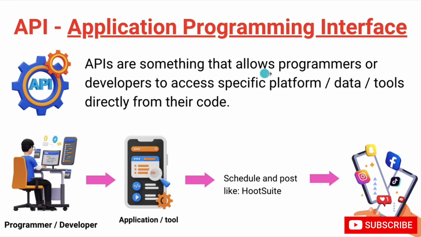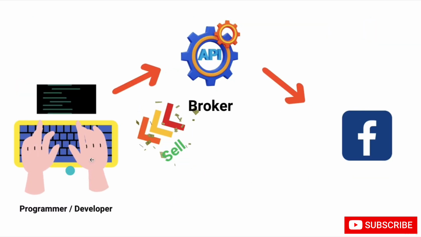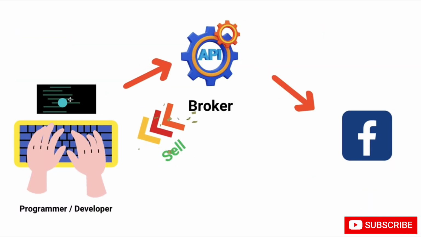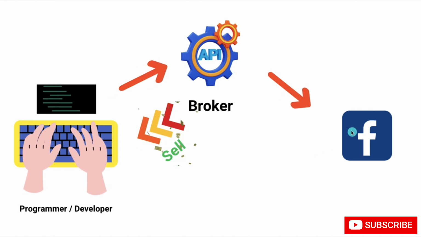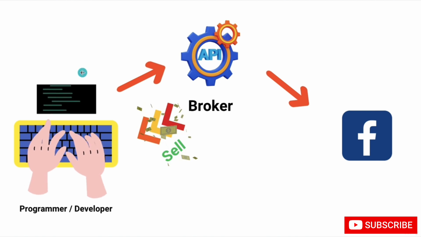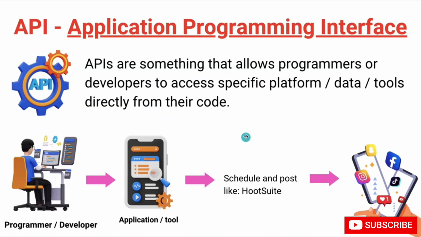APIs are something that allows these programmers or developers to access specific platform data or tools directly from their code. So directly from their code they can access this platform using the APIs. That is what the concept of this course is all about, and that is how we are going to work. We are going to build one API, and we are going to sell that API to programmers and developers, and we can easily make a passive income, or let's say we can easily make money with this procedure.